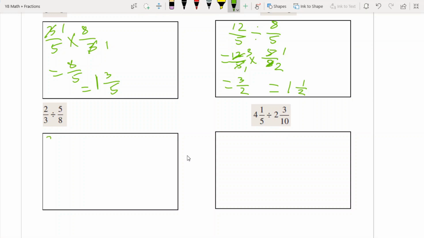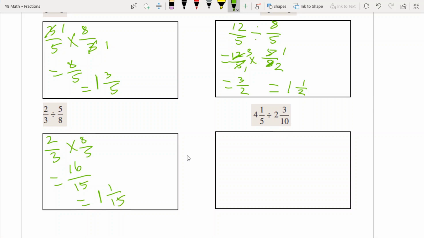Alright, welcome back. So that becomes 2 over 3 times 8 over 5. Can we simplify anything? I don't think we can, so we'll just move on. 2 times 8 gives us 16 over 15. And 15 goes into 16 once, giving us a whole number of 1, and 1 over 15.